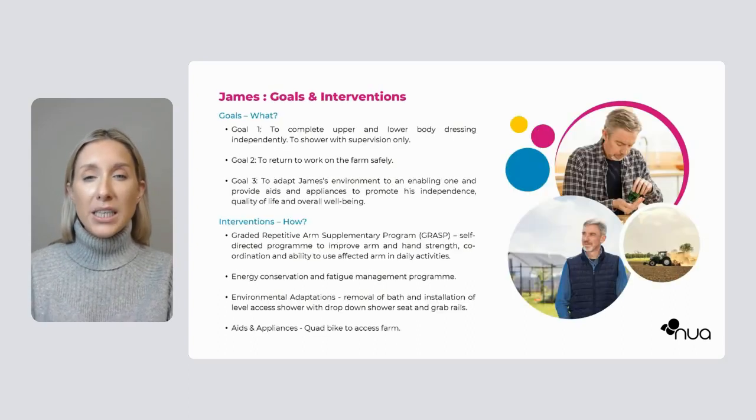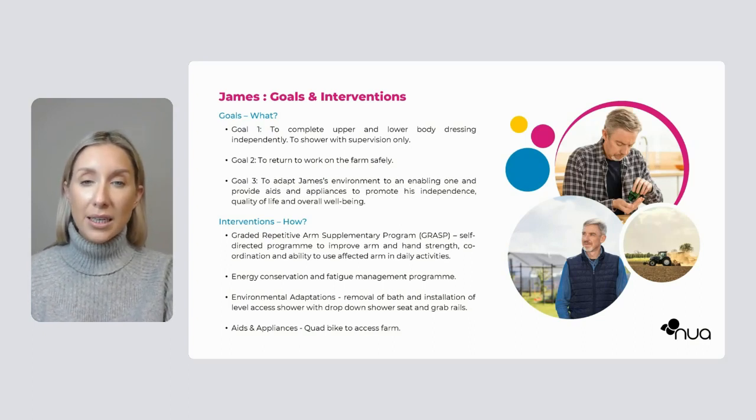In terms of goals and interventions for James, goal 1 was to complete upper and lower body dressing independently, and for James to shower with supervision only. Goal 2 was for James to be able to return to work on the family farm safely. Goal 3 was to adapt James's environment to an enabling one, and to provide aids and appliances to promote his independence, quality of life, and his overall well-being.